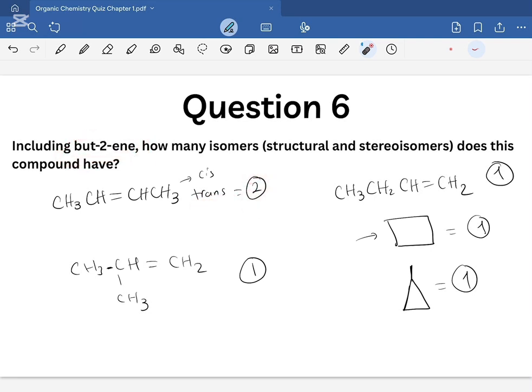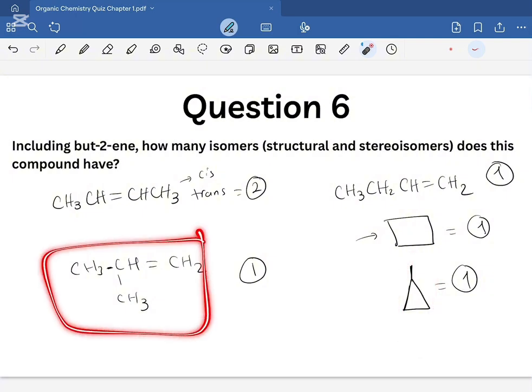Now another structure for butene could be a structural isomer. And by structural, we mean that they are compounds with the same molecular formula, but they have a different structural formula. So this one has a different structural formula than butene. It's actually but-1-ene. So this is another structural formula. Now we have 2 plus 1, so now we have 3. Another one is the cyclobutane, which is a structural isomer for butene. It has the same molecular formula. We also have cyclopropane with a methyl substituent attached to it. This is also an isomer for butene.